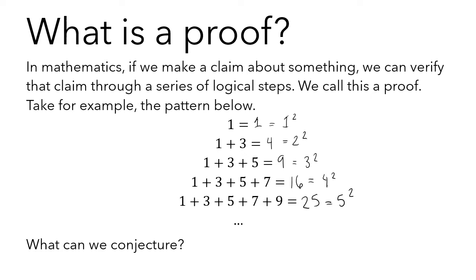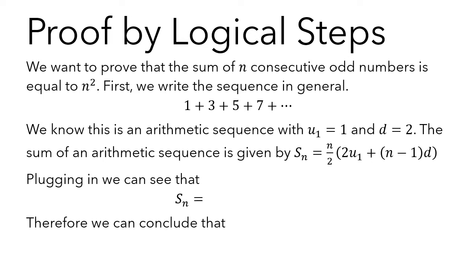So that leads us to the question, what can we conjecture? Well, adding up consecutive odd numbers, we conjecture, equals a perfect square. So we want to prove that the sum of n consecutive odd numbers is equal to n squared. So first we're going to write the sequence in general. 1 plus 3 plus 5 plus 7 plus so on and so on, however many consecutive odd numbers you're adding.